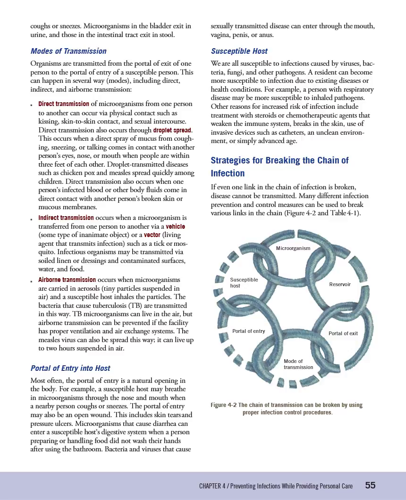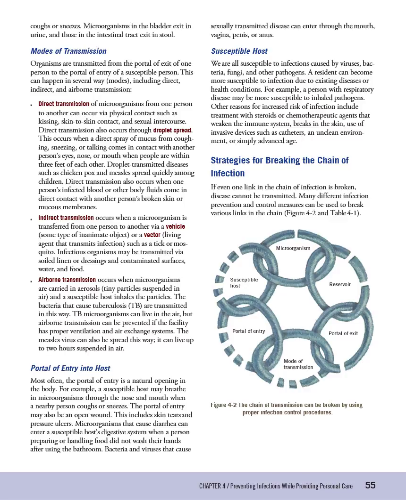Indirect transmission occurs when a microorganism is transferred from one person to another via a vehicle, some type of inanimate object, or a vector, a living agent that transmits infection, such as a tick or mosquito. Infectious organisms may be transmitted via soiled linen or dressings and contaminated surfaces, water, and food.